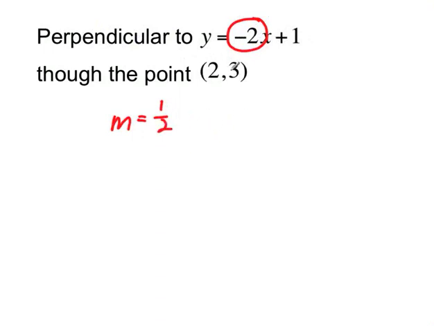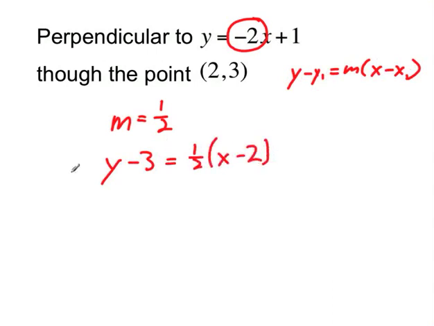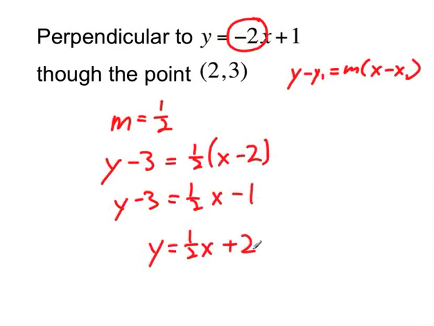So if we're going to go through the point (2, 3), we're going to use this equation, our point slope form. So we go y minus y1, which is 3, equals the slope 1/2 times x minus 2. So when we solve this, we get y minus 3 equals 1/2 x minus, now half of 2 is 1. Add 3 to both sides, so y equals 1/2 x plus 2. Because if I add 3 to both sides, you end up getting plus 2.